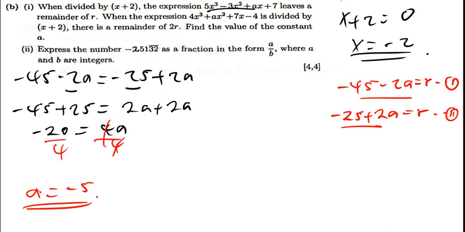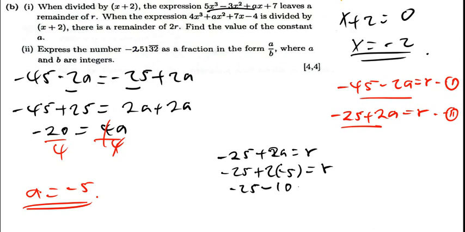But in a case where the question was asking us to find a and r, you choose any equation. For example, let me choose the second one being equal to r. So where there is a, you plug in negative 5, which should be equal to r. And then you are going to have negative 25 minus 10 being equal to r. So r will be negative 30. Okay, that's what we should know. So there is nothing complicated about B1.